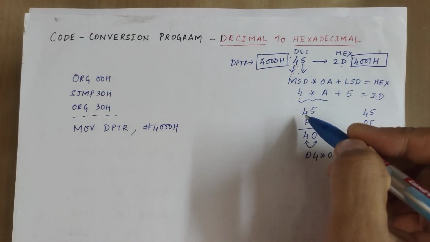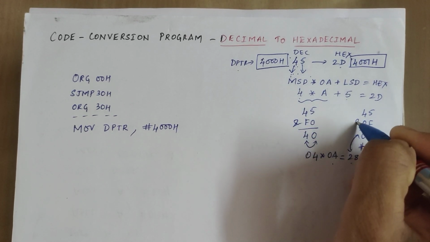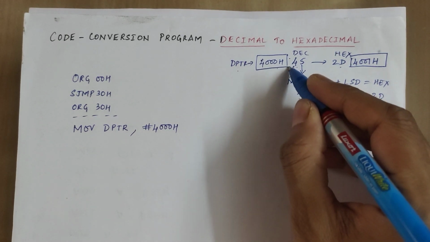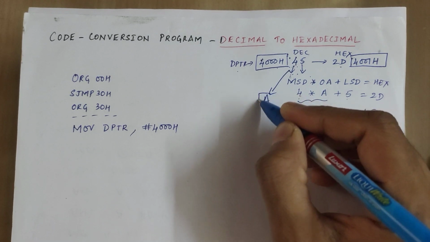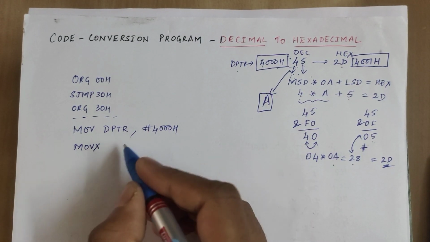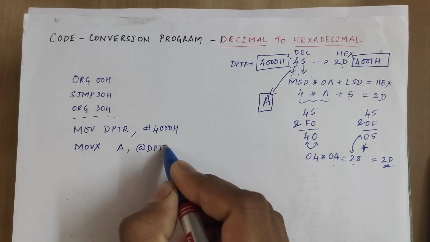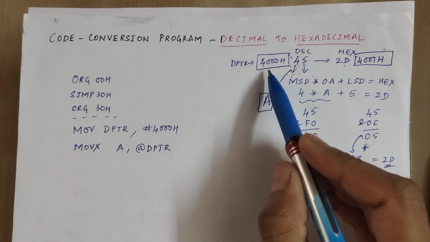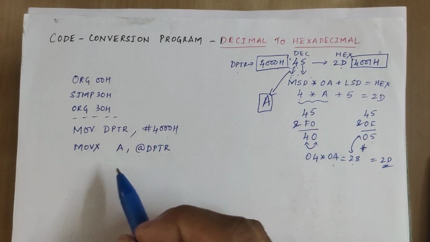Next, we have to start the operations. We have to do the AND operation, and AND logical works on the accumulator. So this data which is there in 4000H must be taken into the accumulator register. The instruction for that is MOVX. MOVX is used because we are using external memory. A comma at the rate of DPTR. DPTR is pointing to 4000. At the rate of DPTR means the contents of 4000, that is 45, is moved into the accumulator.